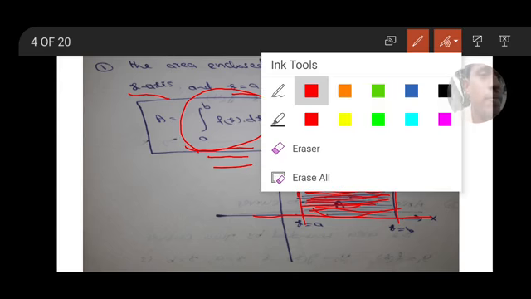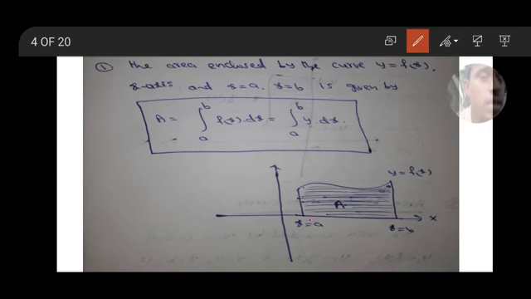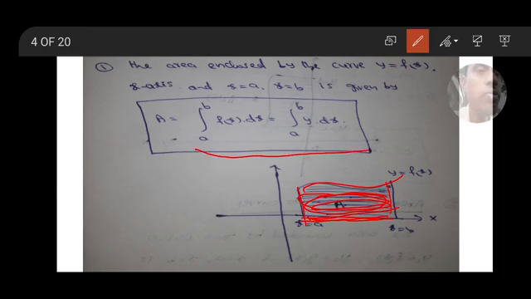In this, the x-axis is involved. The x-axis is the border of the area. If the borders of the area are the x-axis, the curve, x equal to a, x equal to b, then we have to use this formula: integration a to b f of x dx or integration a to b y into dx.